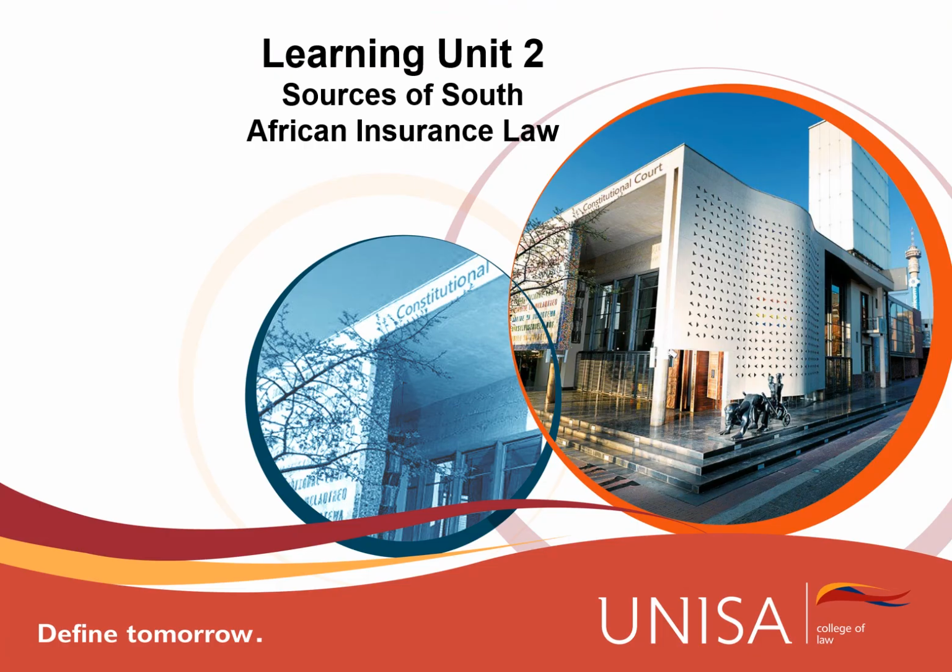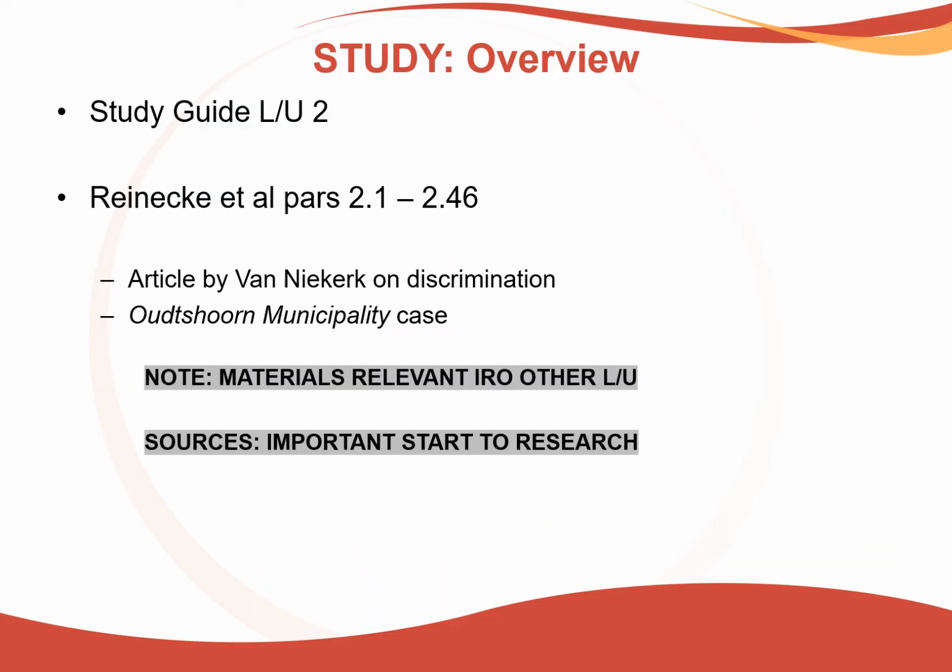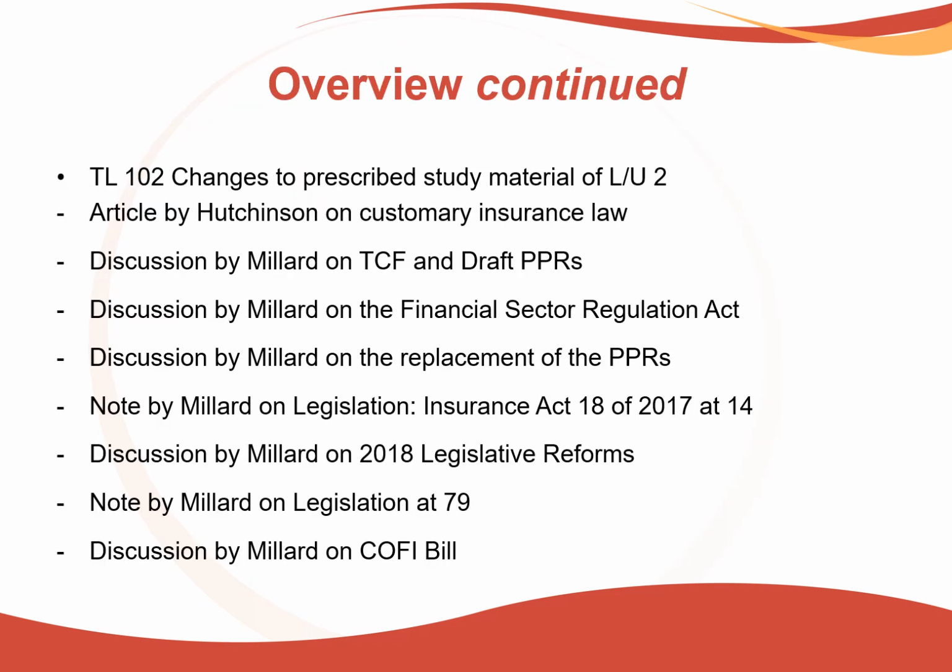We'll now discuss Learning Unit 2, the sources of South African insurance law. You need to study from the study guide, the prescribed textbook, the article by Van Niekerk, the Oudtshoorn Municipality case, and then the next slide also contains the new prescribed materials. Refer to Tutorial Letter 102 on the changes to prescribed study material, and also study the new prescribed materials. Add here too also the article by Schultz.